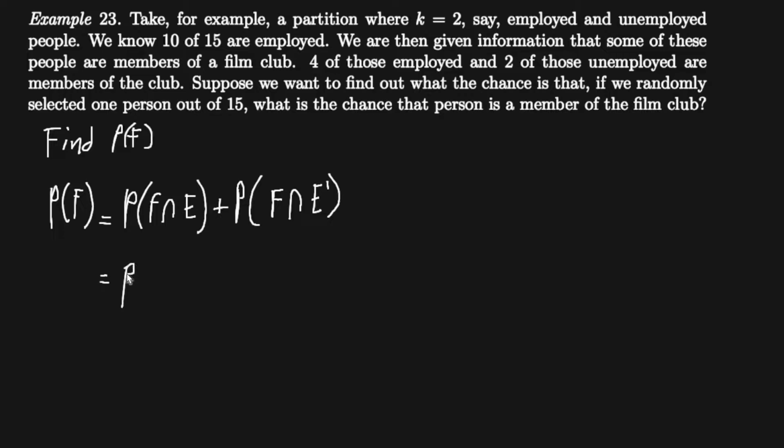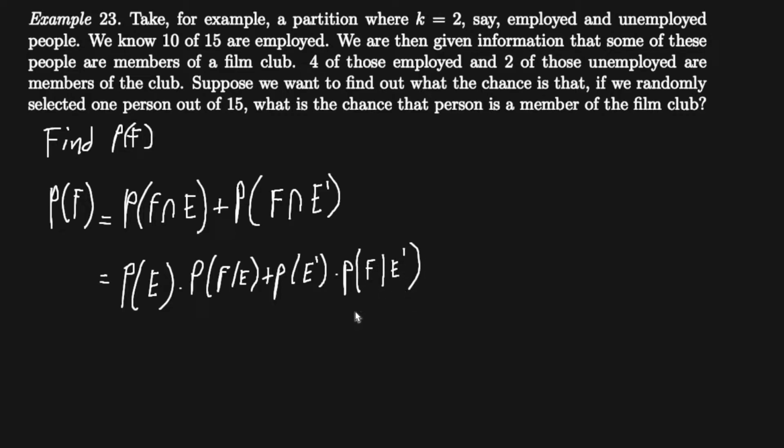Now we can see that it is equal to, we can separate this by independence. So we have probability of E times the probability of F given E plus the probability of E complement times the probability of F given E complement.